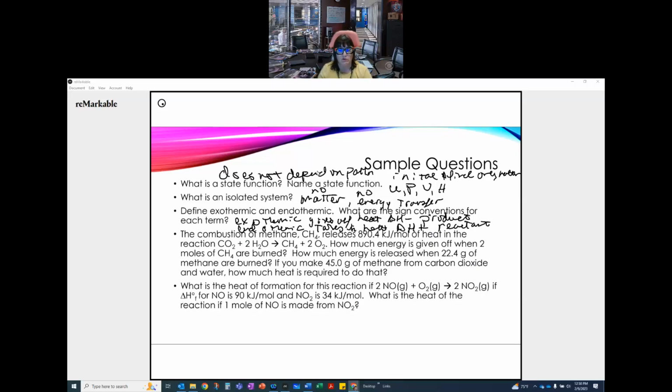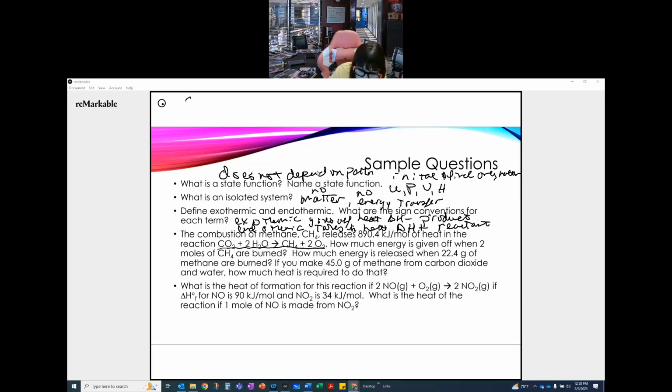Okay. The combustion of methane, CH4, releases 890.4 kilojoules per mole of heat. In the reaction, CO2 plus H2O gives CH4 plus 2O2. Okay, so that's to make the methane. How much energy is given off when 2 moles of CH4 are burned? Okay, so wait, I want to look at when CH4 burns. That's not the reaction that I have here, because this is the reaction to make the methane. So I need to reverse this.